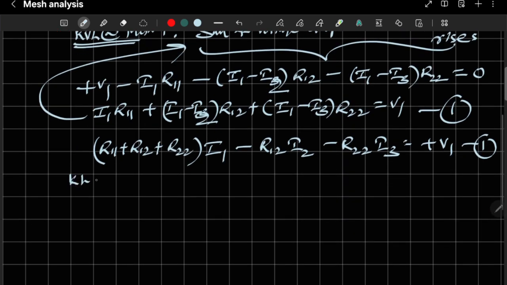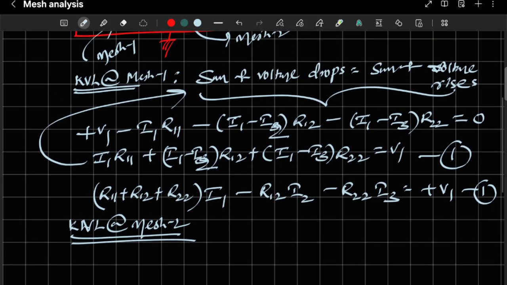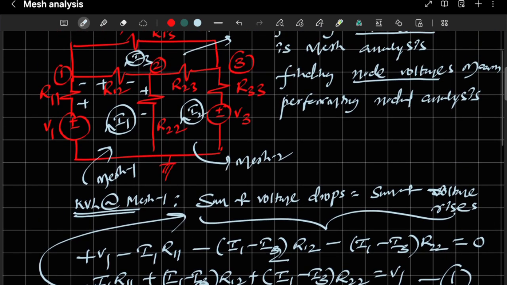Now I will take this as equation 1. Now apply KVL at mesh 2. In mesh 2, I'm applying the same definition, that is sum of voltage drops is equal to sum of voltage rises. Okay, I need to go in the clockwise direction. Then first you tell what is the current related to R33, just I2, because it is related to mesh 2 alone. Next, what is the current related to R22? It is I2 minus I1. We are working in mesh 2 now. So current is I2 minus I1. Next, what is the current related to R23? It is I2 minus I3. I2 minus I3 we have to tell.